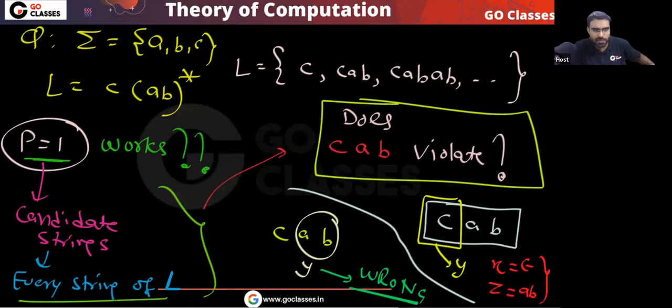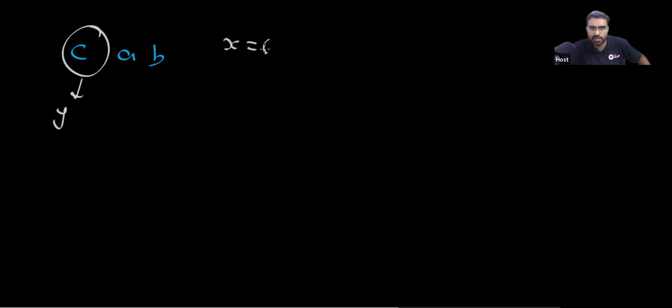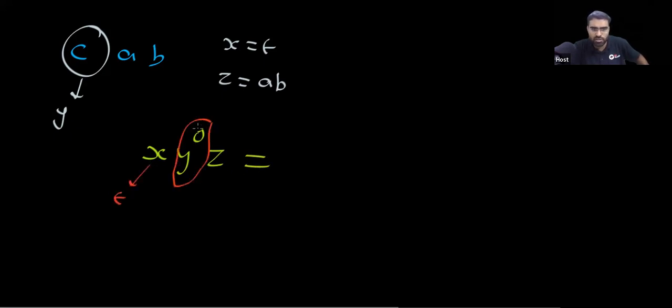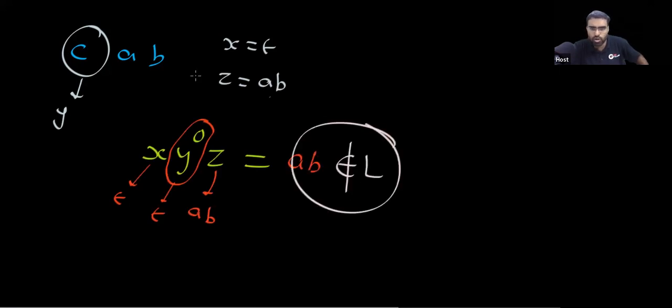Now you tell me, if I repeat this y 0 times, will the result belong to L or not? Your string is CAB, this is your y, your x is the empty string, and your z is AB. If I take x y power 0 z, y power 0 is always the empty string, and this is AB. So finally you will get AB. Does it belong to L? No, it does not belong to L.